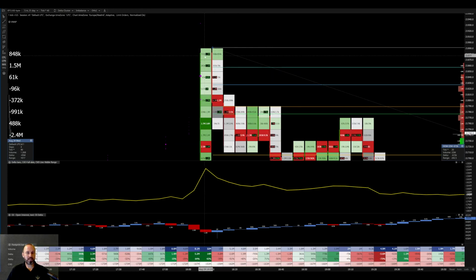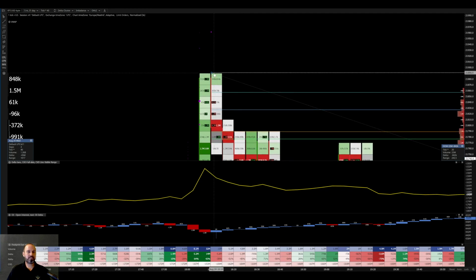So price pushing to the upside, boom. Stacked selling imbalances, that would be my trigger for the trade. Obviously, stop loss. Here, above this one, 0.1, 0.2%, that will be my stop loss.